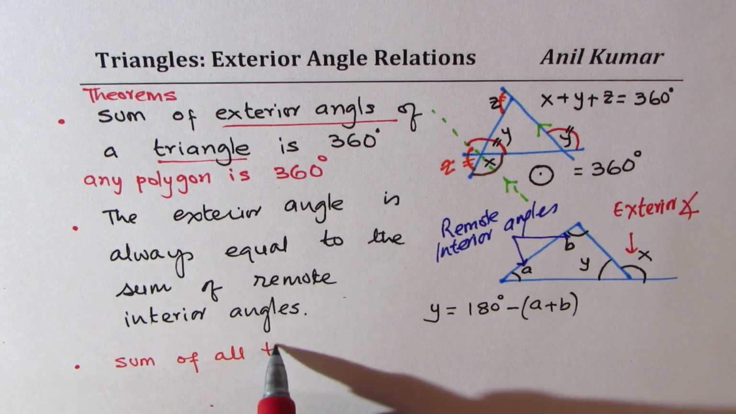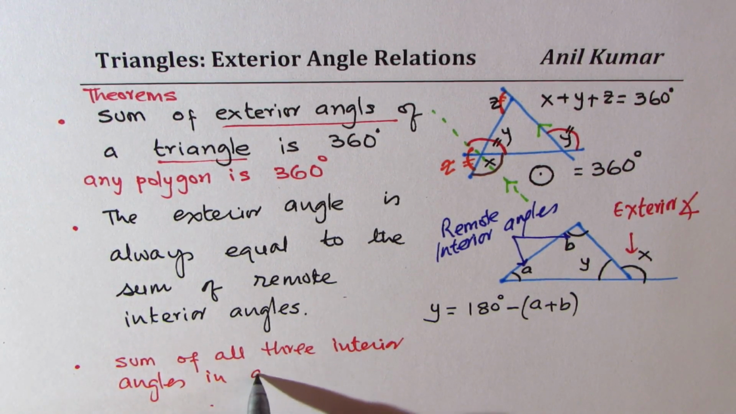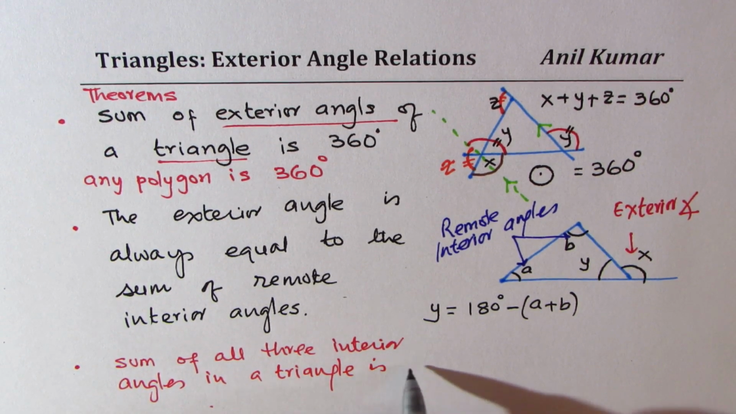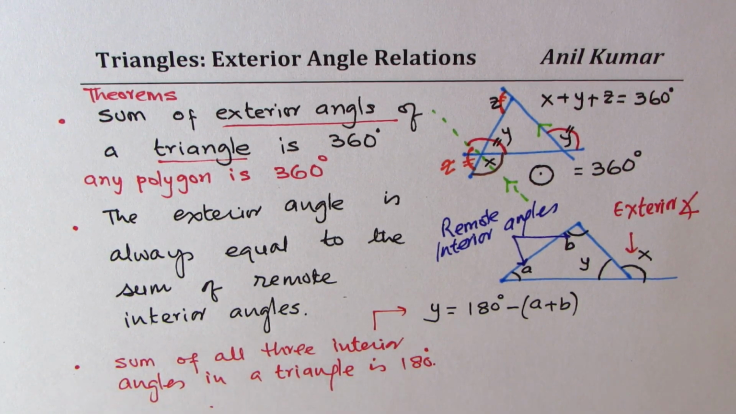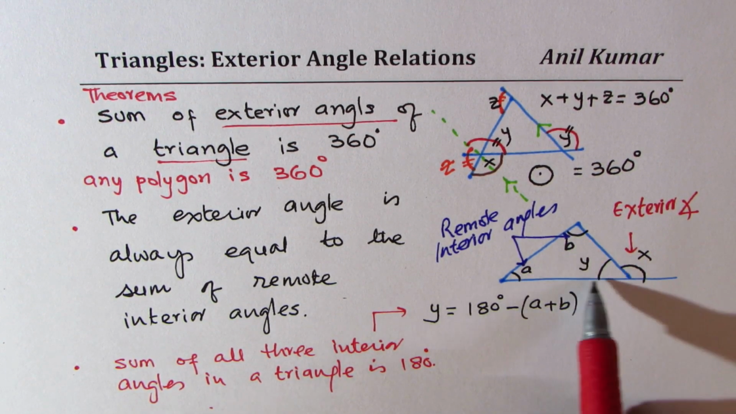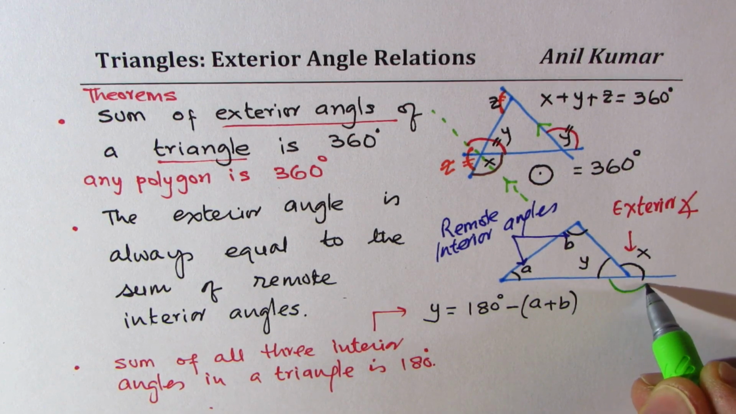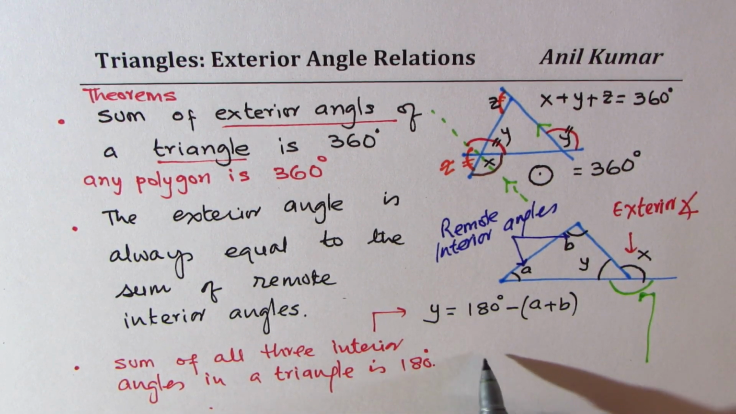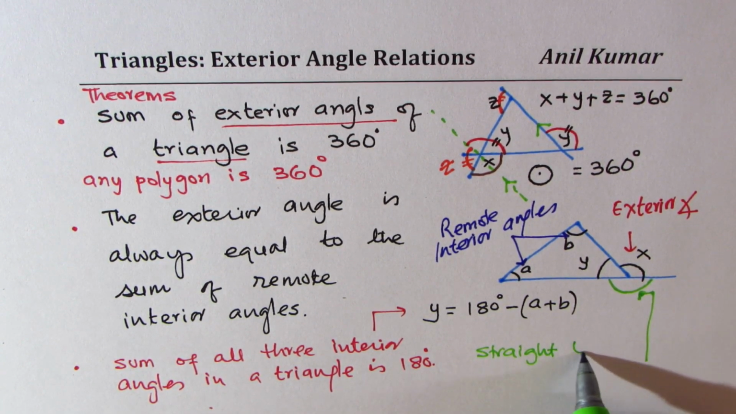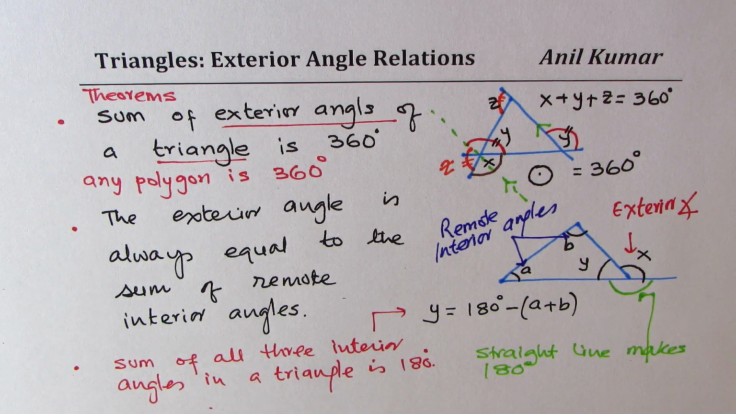We know that the sum of all three interior angles in a triangle is 180 degrees, correct? So we are using this particular knowledge. We're writing y should be equal to 180 minus (A plus B). Only then the sum will be 180, right? Now, the second thing which you know is a straight line, a linear pair. A straight line always makes what angle? 180 degrees, correct? So this angle is also 180. Perfect. So x plus y should also be 180.